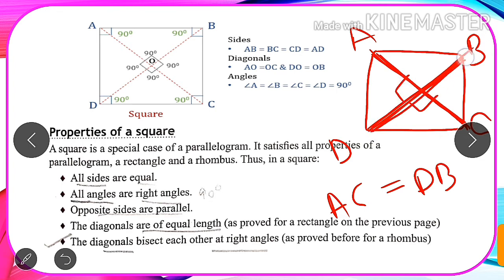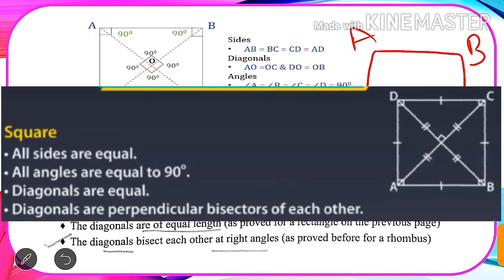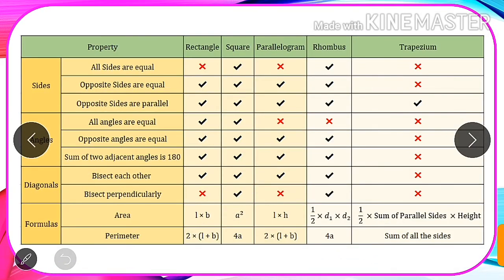Similarly, if this one is a diagonal which is already drawn, now if we draw this diagonal, then this diagonal will cut this particular diagonal at 90 degrees, which means all these angles will be 90 degrees. So this angle, this angle, this angle and this angle will be 90 degrees each. So the properties of a square are: all sides are equal, all angles are 90 degrees, opposite sides are parallel, diagonals are of equal length, this diagonal will be equal to this one, and all these diagonals bisect each other at 90 degrees. Let us summarize what we have learned till now.